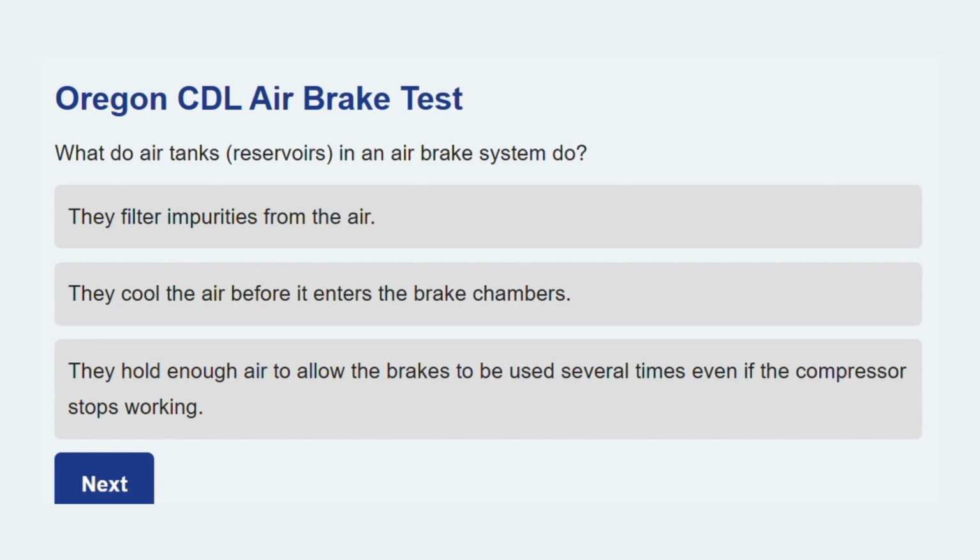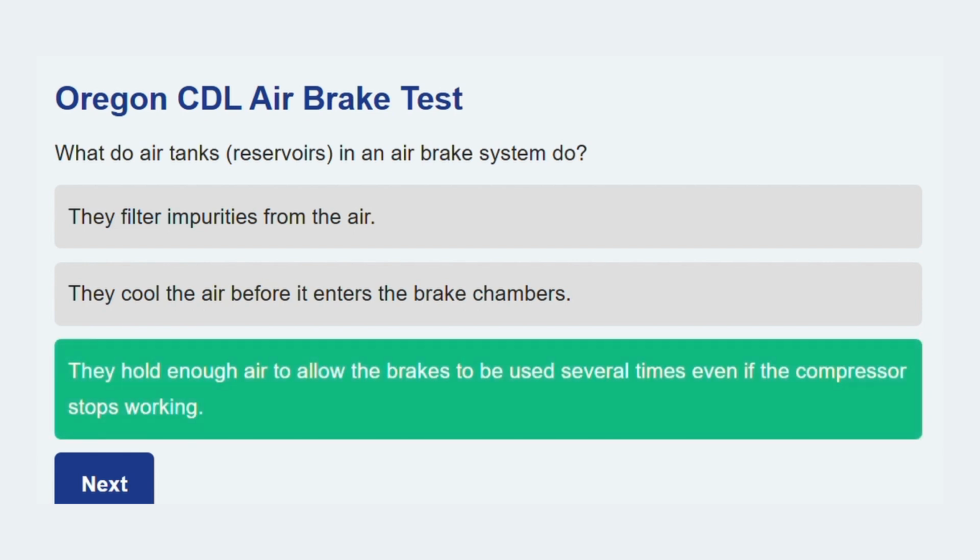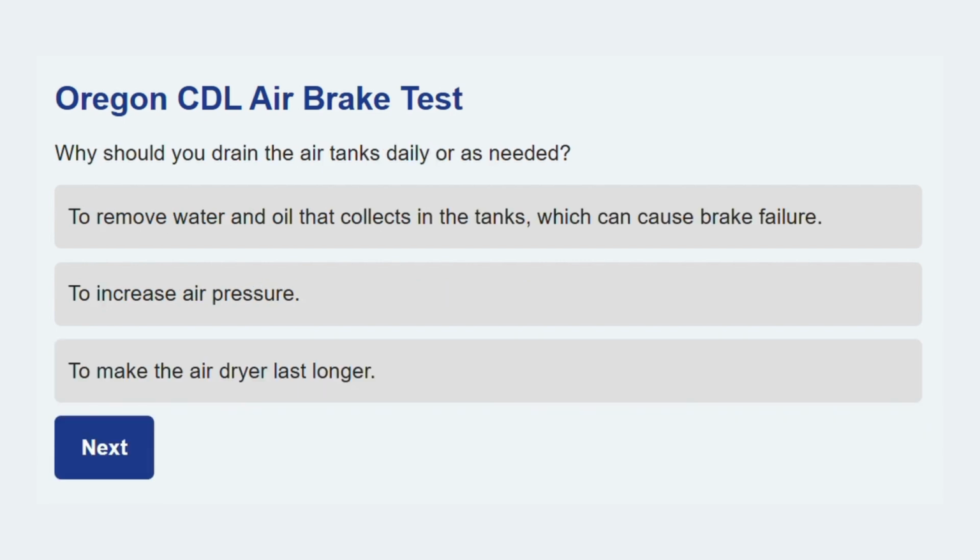What do air tanks, reservoirs, in an air brake system do? They hold enough air to allow the brakes to be used several times, even if the compressor stops working. These tanks are essential for providing a reserve of air pressure.